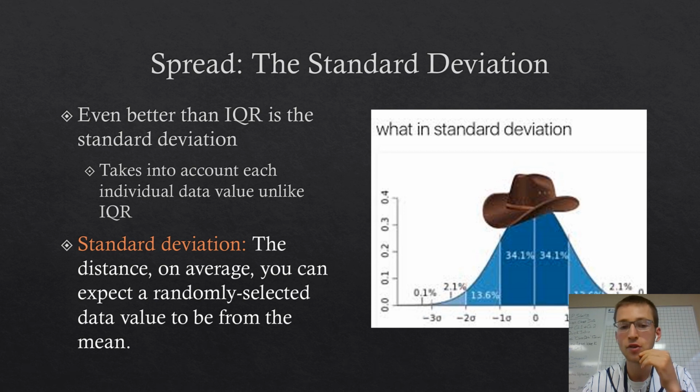So by definition, standard deviation is the distance on average you can expect a randomly selected data value to be from the mean. So if we think about our classroom example, if we wanted to know the standard deviation of the heights at Fargo North, well, let's say that the average height is 65 inches and our standard deviation is 3 inches, okay? What that would mean is that on average, if we select anyone at random from Fargo North, we would expect them to be within 3 inches of our average, which is 65 inches.